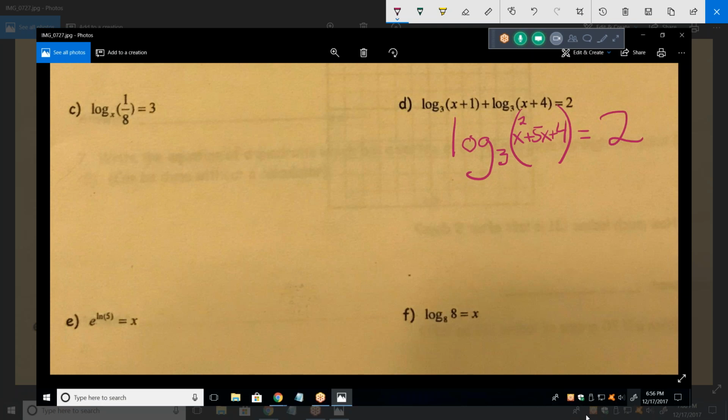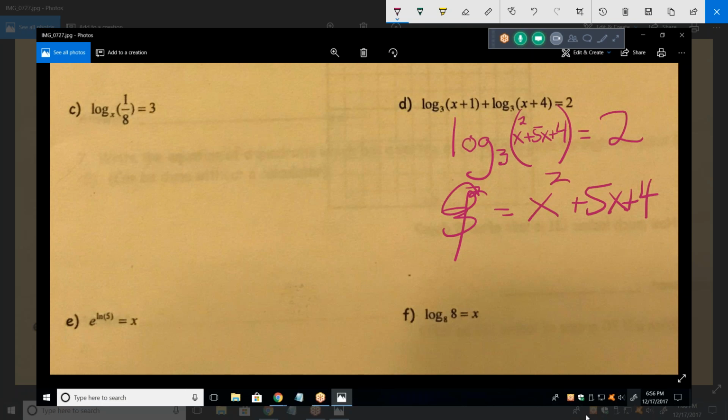And now what can I say? Now to solve for x, I need to put this in exponential format. So give me an equation. 3 squared is equal to x squared plus 5x plus 4. Perfect. That's 9. Now what? Now I'm looking at a quadratic. How do I? Right, now you just factor it. So it'd be 9 is equal to x plus 4 and then x plus 1.